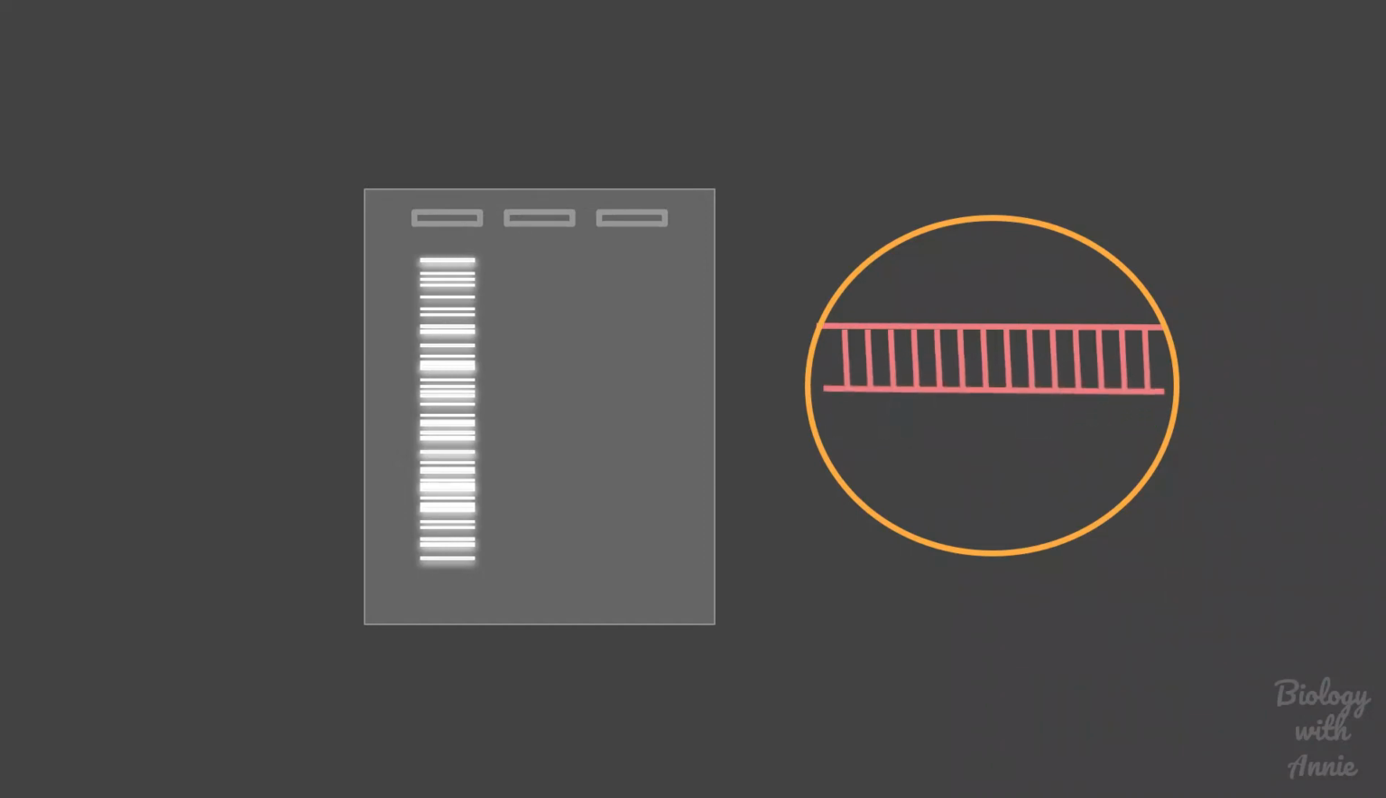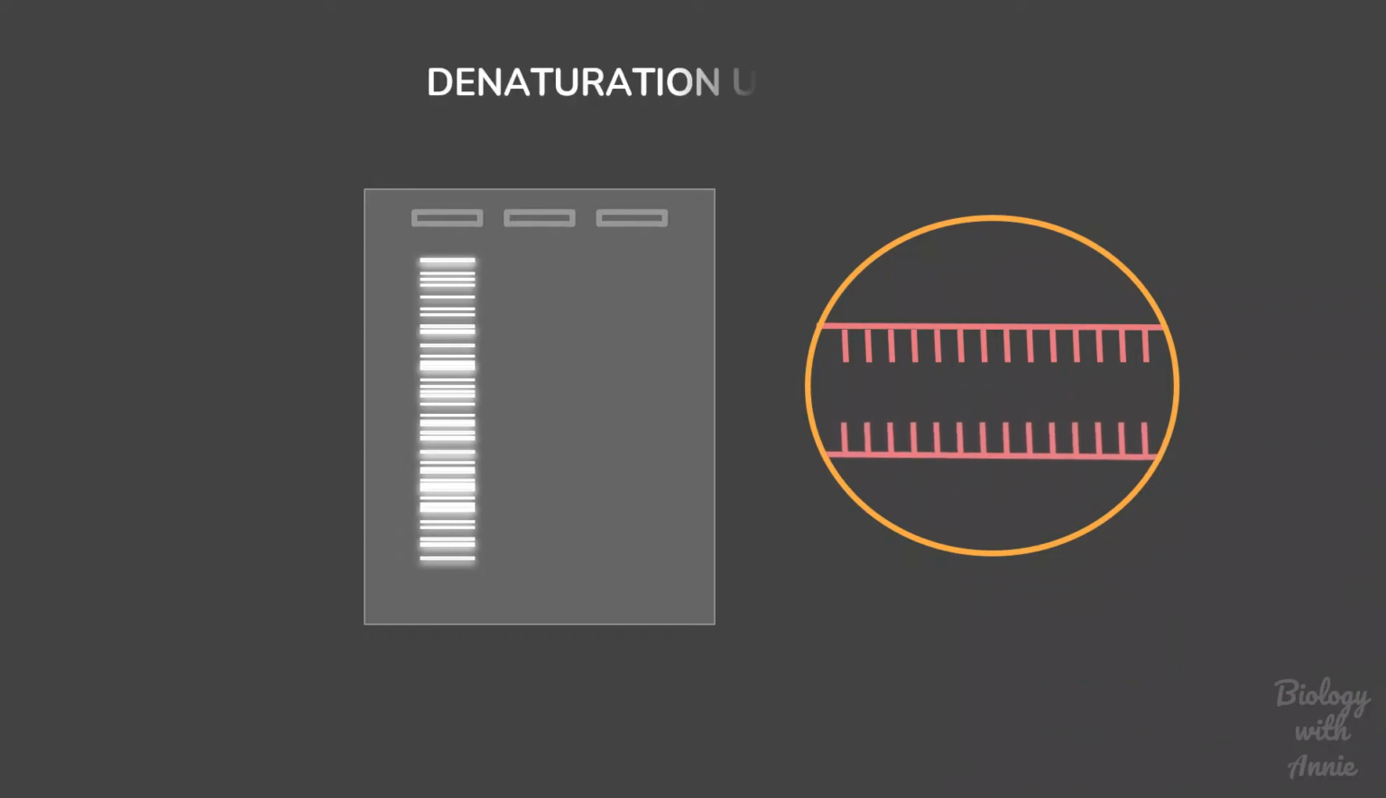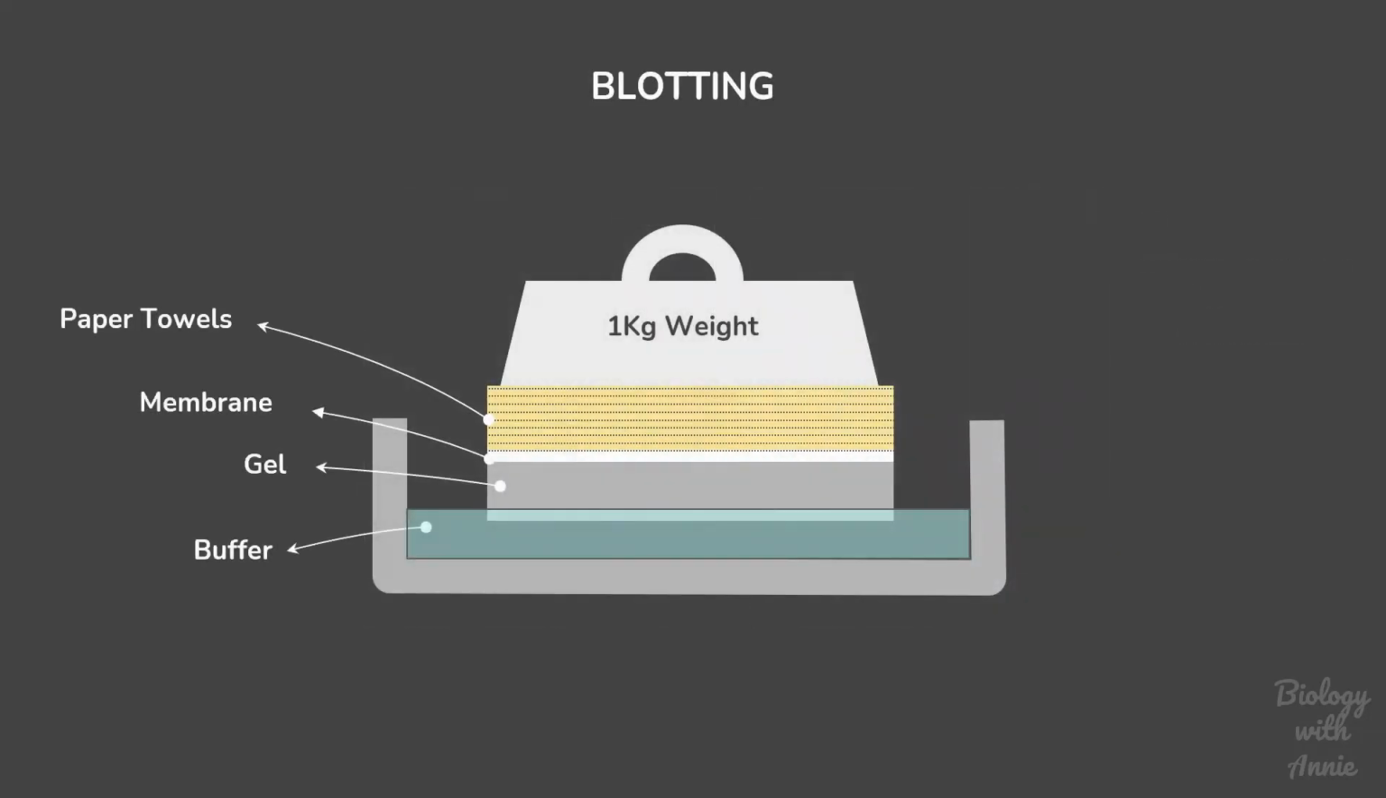This is called denaturation, and it is usually done by immersing the gel in sodium hydroxide solution. Even after the DNA is separated, the probe will not be able to access the DNA molecules embedded in the gel. Hence, the separated strands have to be transferred from the gel to a thin membrane made of either nitrocellulose or nylon material. This is done by placing the membrane and the gel in this setup.